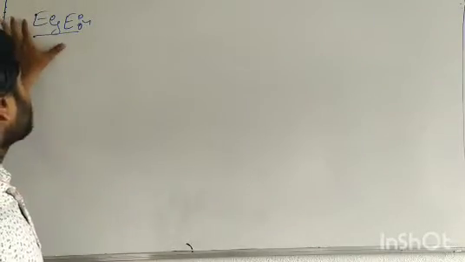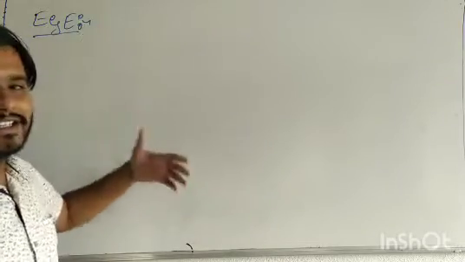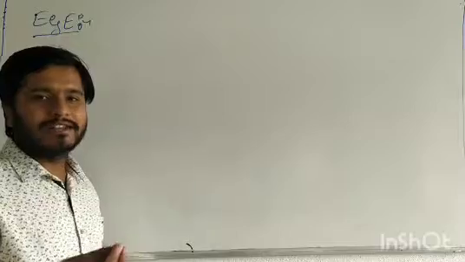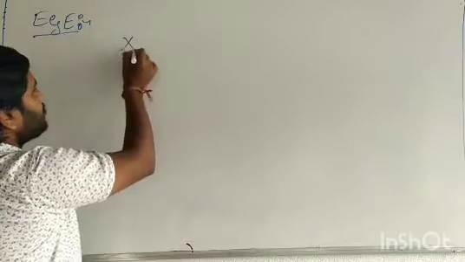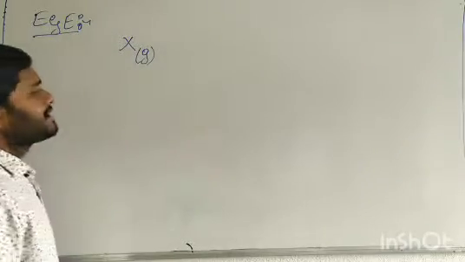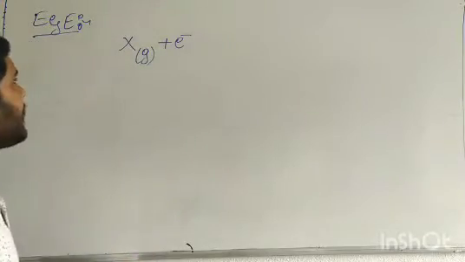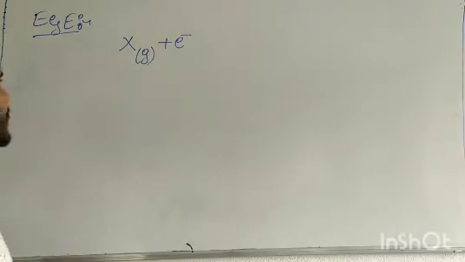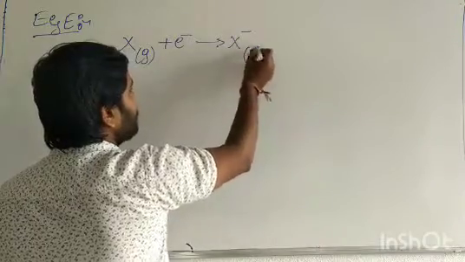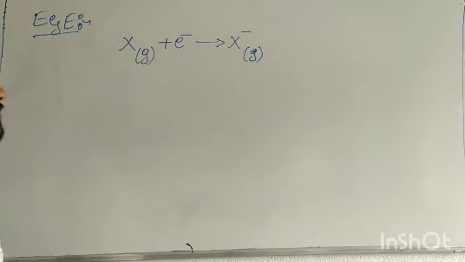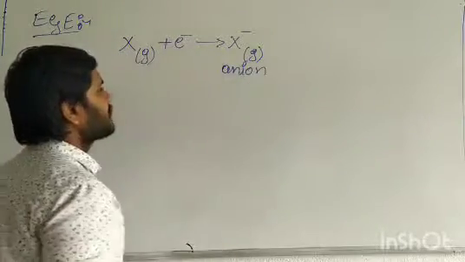Here, this is a quantitative measurement of the energy liberated by an atom when you add an extra electron to it. For example, here is a neutral gaseous atom, which I will consider as X. When we add an electron to this neutral gaseous atom, it will be converted to a negatively charged ion. We call these ions anions.